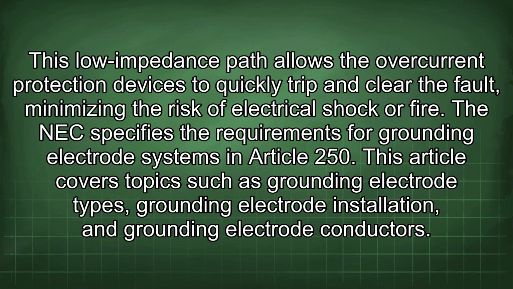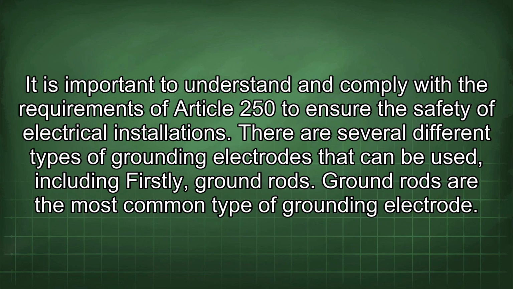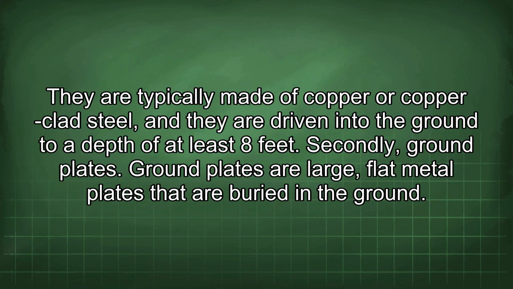This article covers topics such as grounding electrode types, grounding electrode installation, and grounding electrode conductors. It is important to understand and comply with the requirements of Article 250 to ensure the safety of electrical installations. There are several different types of grounding electrodes that can be used, including firstly, ground rods. Ground rods are the most common type of grounding electrode. They are typically made of copper or copper-clad steel, and they are driven into the ground to a depth of at least 8 feet.